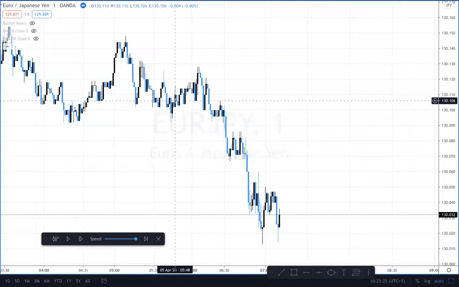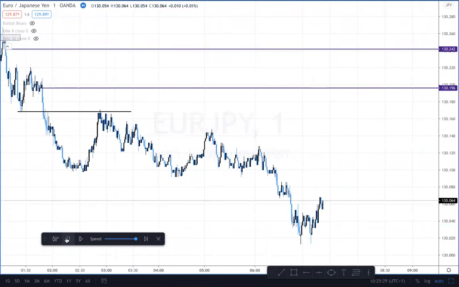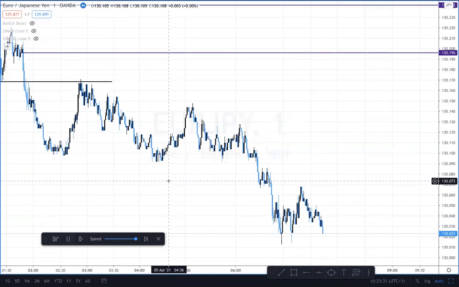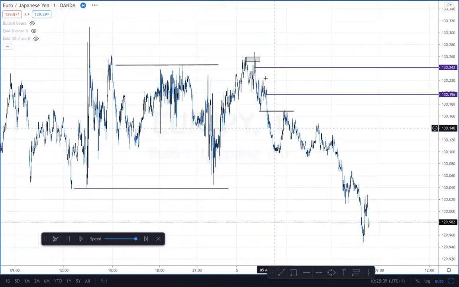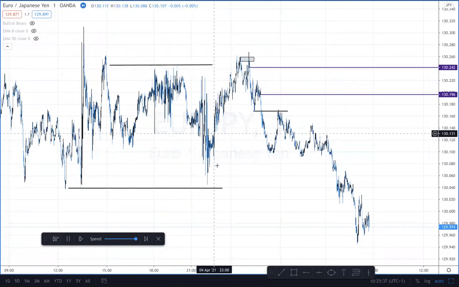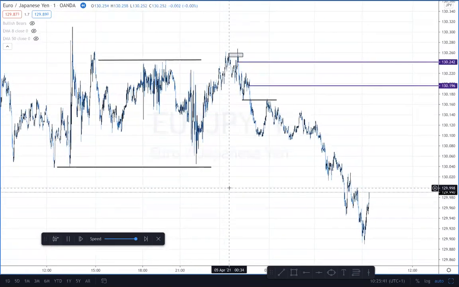Which area have we not mitigated, right? Then you stop. You look, where could we possibly come back and mitigate? And look at that. We took the liquidity on the upside and now we're taking the liquidity on the downside. Who knew this was going to happen? Nobody.